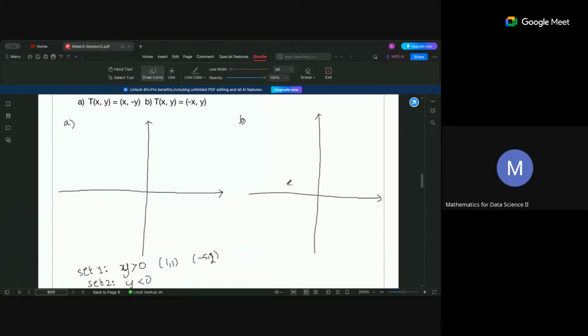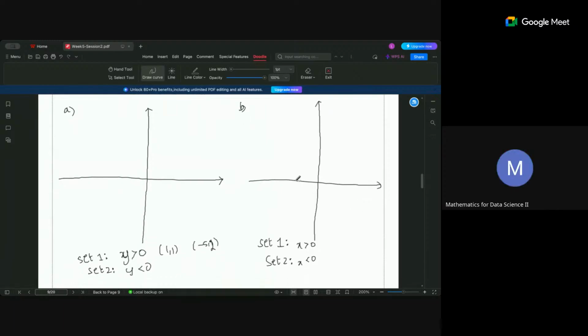Do the same for B and observe what you can see. For this problem, set one is x greater than 0, set two is x less than 0. Take some three points, find what T of those points is, then map them and observe what is happening. Just map it and see what you are getting. I'll be back in 5 minutes.